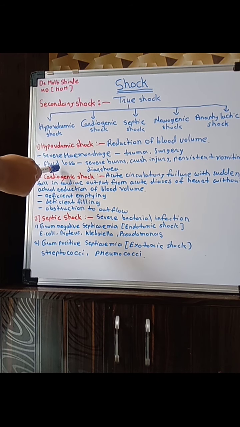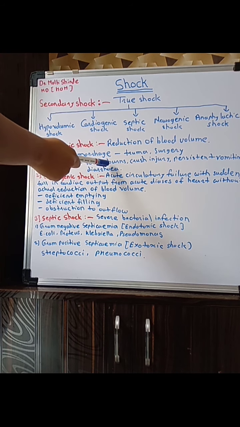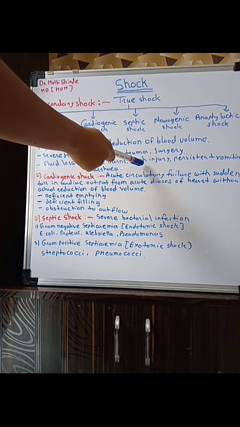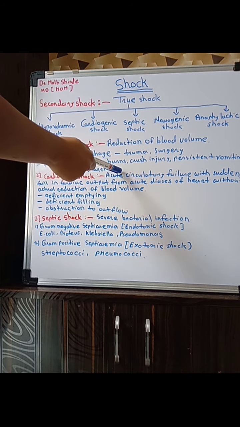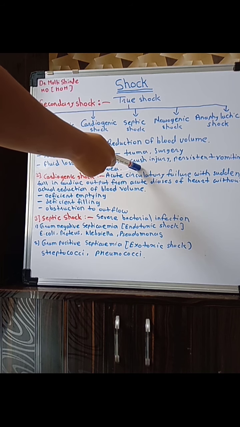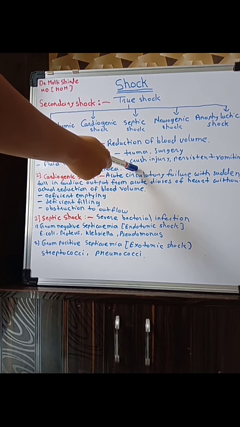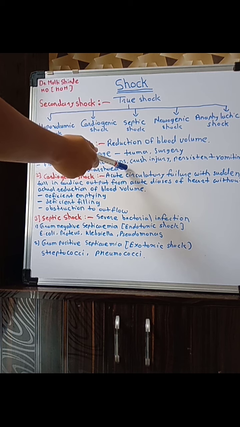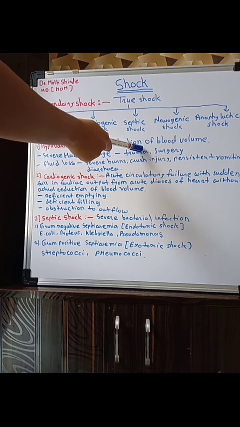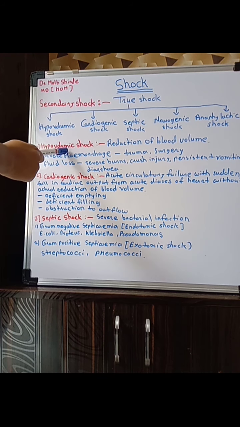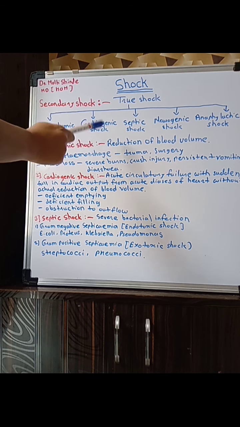Then it also occurs due to fluid loss. That fluid loss may occur with severe burns, or any crush injury, or persistent vomiting or diarrhea, which cause dehydration in the body, that is, fluid loss from the body. And when that fluid loss occurs, it causes hypovolemic shock, and it is due to the reduction of blood volume. This is the first type of shock, that is hypovolemic shock.